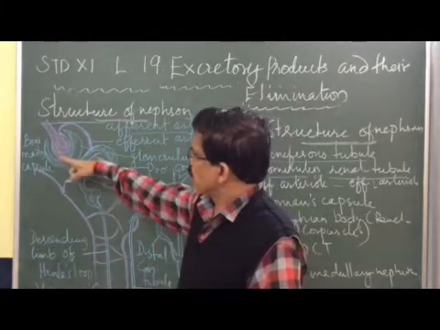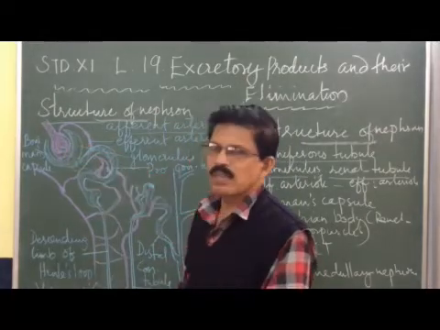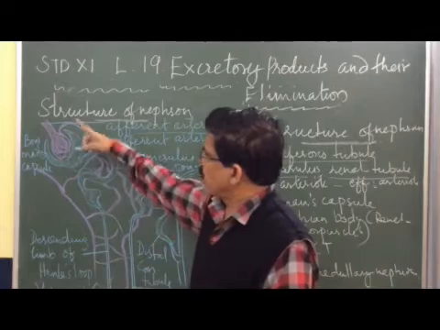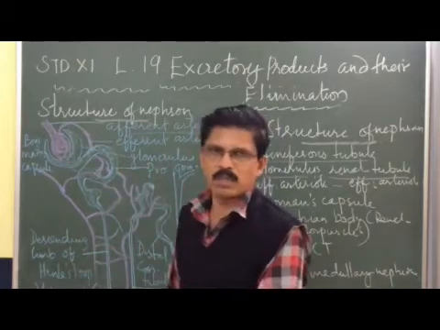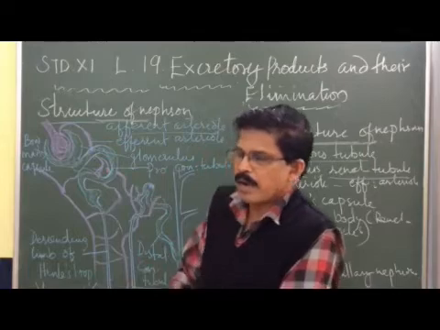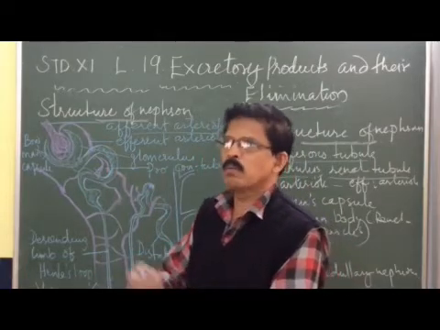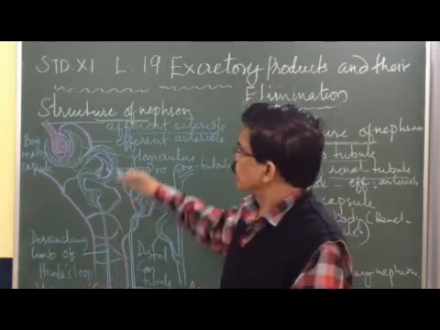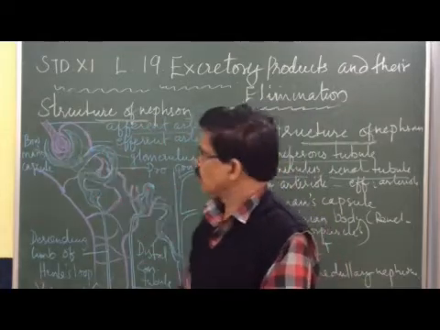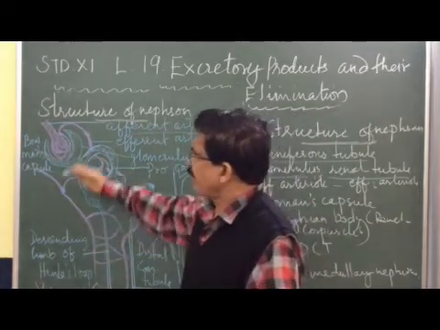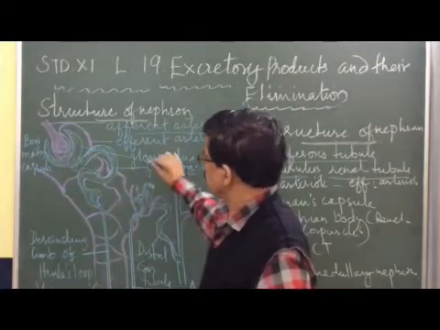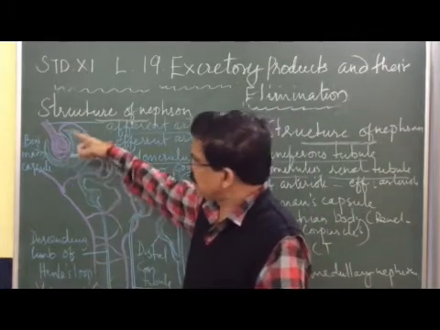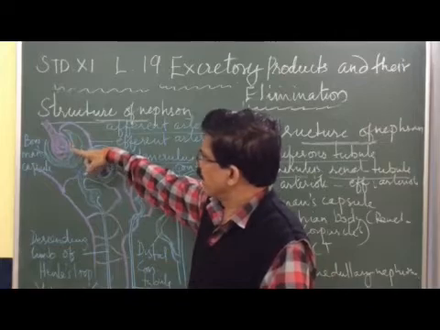And this Bowman's capsule is specially designed for the filtration of the blood. Into this Bowman's capsule, the afferent arteriole enters and forms the tuft of capillaries. It is just like the thread which we make, coiling around again and again to form a ball-like structure that we can imagine. So the afferent arteriole forms the tuft of capillaries inside the Bowman's capsule, and that tuft of capillary is called glomerulus.